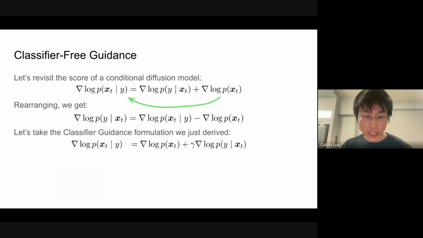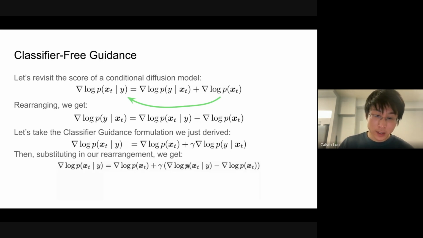Okay, so now if we take the classifier guidance formulation that we just derived, we have our conditional score that we want to follow during sampling, where we rewrite it as following an unconditional score plus this classifier score. We can plug in this rearrangement that we just did to get the following equation.